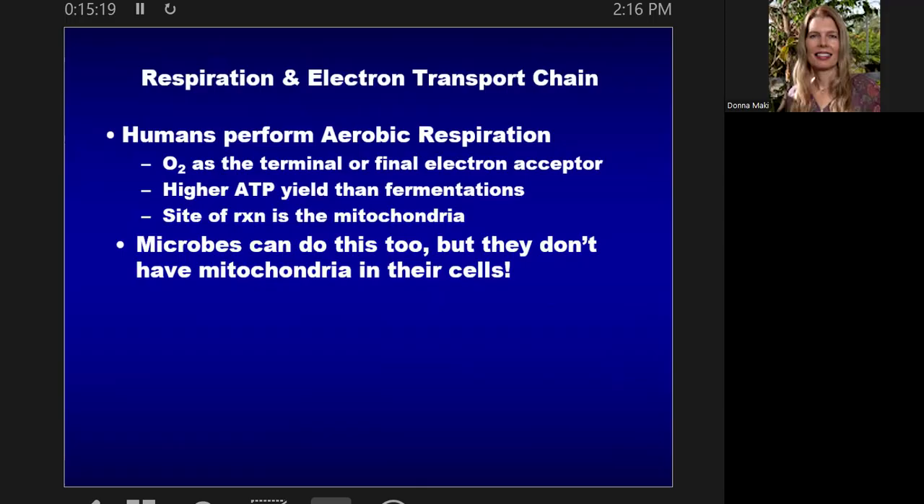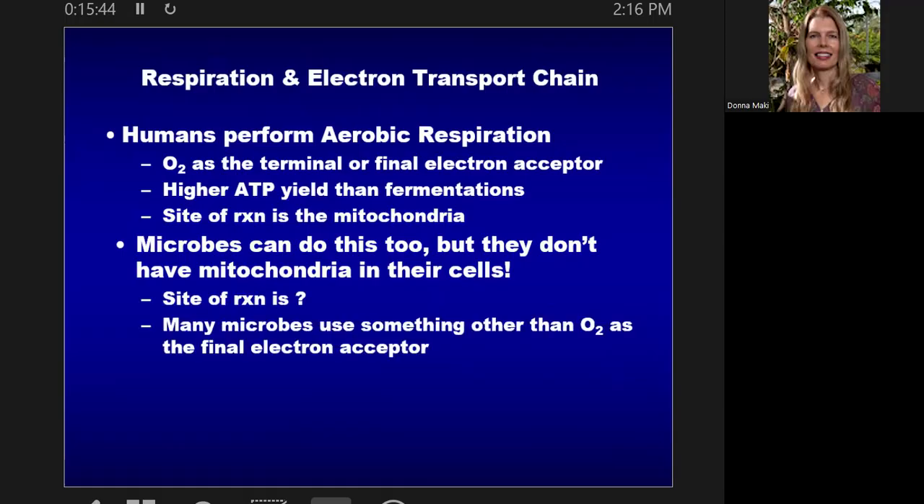So where would they do that? If they don't have mitochondria inside, where are they sticking all of their electron transport chain players? Where are they putting it? On the cell membrane. You got it. Okay. So this is quite a bit of the cell membrane. If you're an aerobic bacteria, you want to have this fully up and running in your cell membrane.